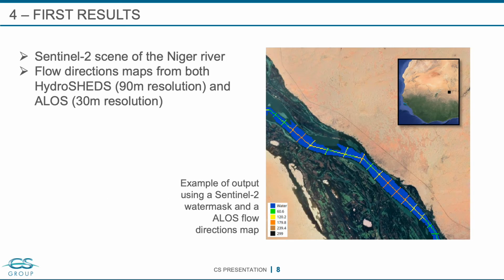And here we can discuss about the first result we got. This is a result we got running the algorithm on a Sentinel-2 scene of the Niger River in Africa. We used two flow direction maps, one from Hydraul and one from ALOS. This map is the result with ALOS. The background of the map is Google Satellite map, and we printed on it a watermask in blue and the widths in different color depending on the value.